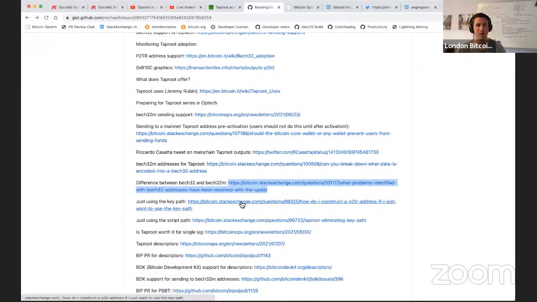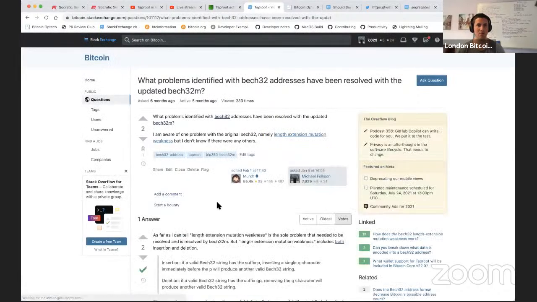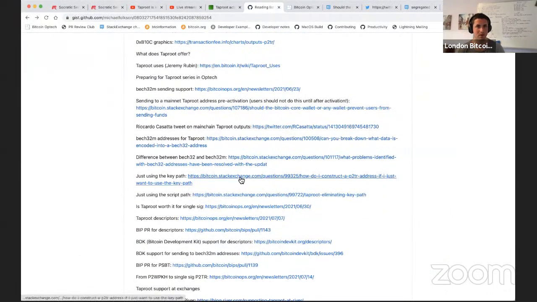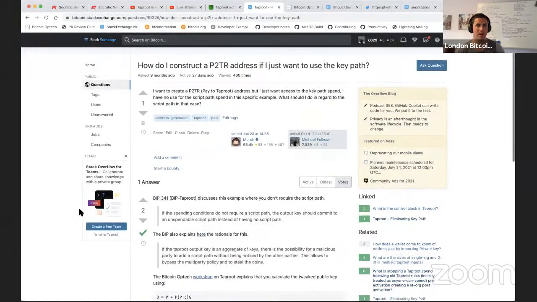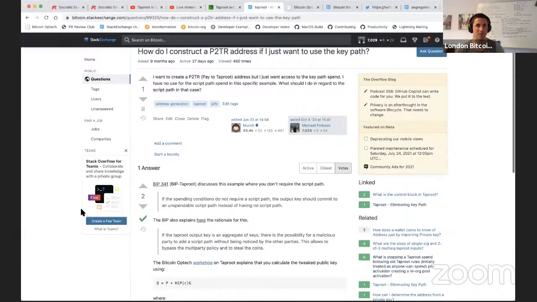I think this is one of the first gotchas. Andrew talked about this on the Stephan podcast. If you think back to the diagram I had before with the key path and the script path, if you just want to use the key path and you don't want the script path, or vice versa, there's a potential gotcha here. Just go to the right link. So, how do I construct a P2TR address if I just want to use the key path?